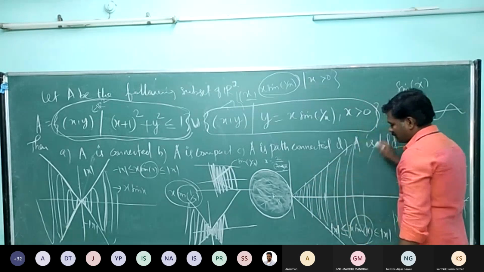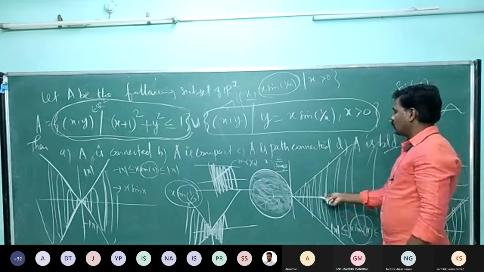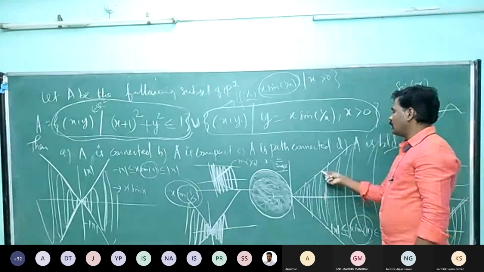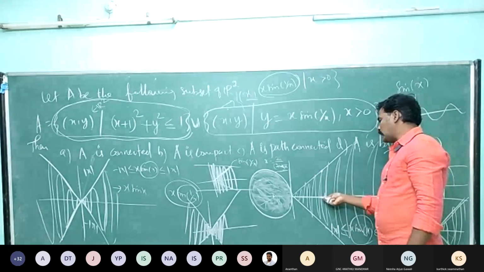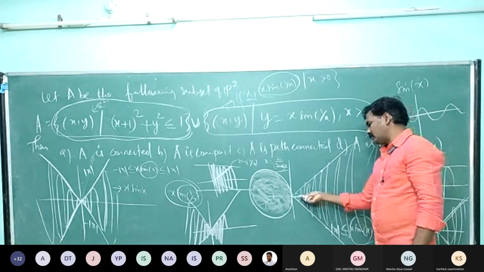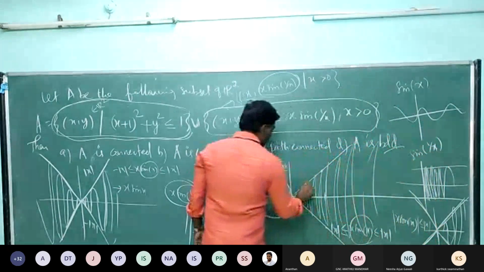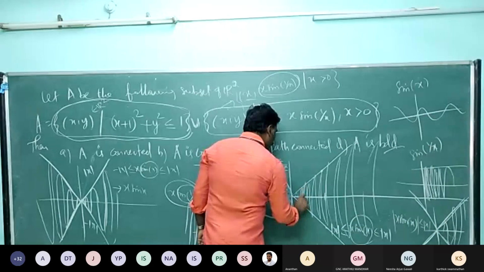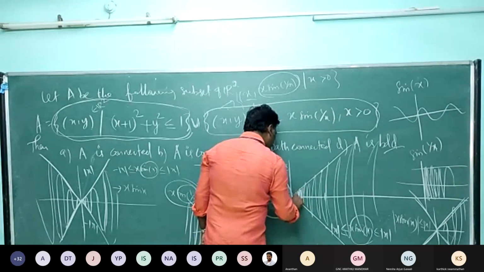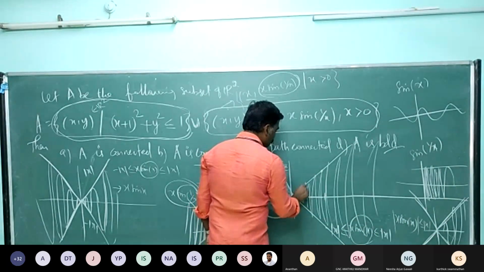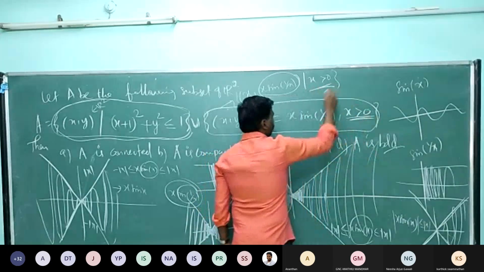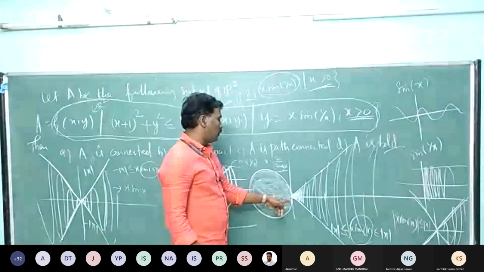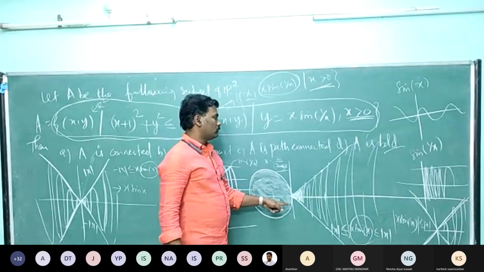It will be touching on so on. This is x and this is your x comma sine of 1 by x. For all x here, there are more and more oscillations very close to zero. But your x is positive, so it never touches zero, but gets very close to zero.